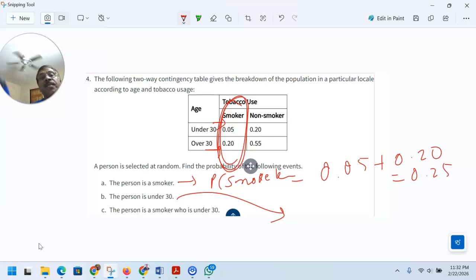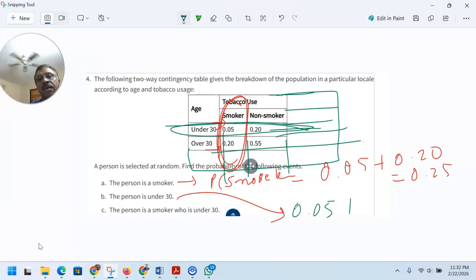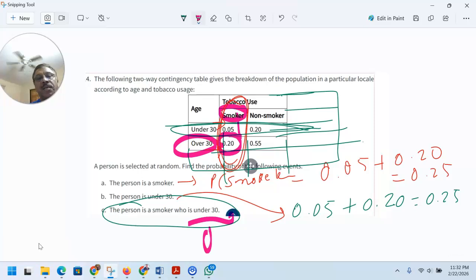This means the person is under 30. So this time we'll have to do it this way. This is under 30, all this total. You can also extend this like this and get the answer. So under 30 is 0.05 plus 0.20, you get the same answer. For a person who is a smoker and also under 30, you can see this number is a smoker and this number is also under 30. So the answer is 0.20.